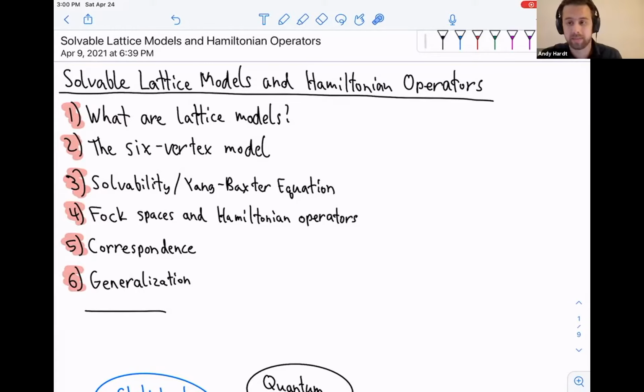Okay, thanks, Suji. Thanks to the organizers. So I'm going to talk today mostly about lattice models, a little bit about Hamiltonian operators, and also about sort of a correspondence between them.